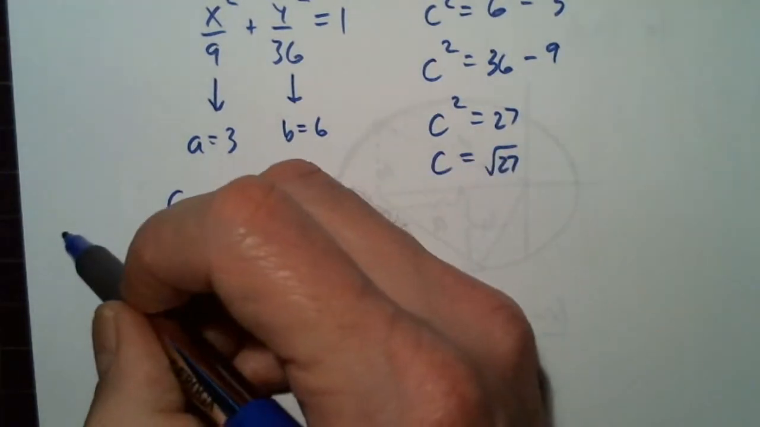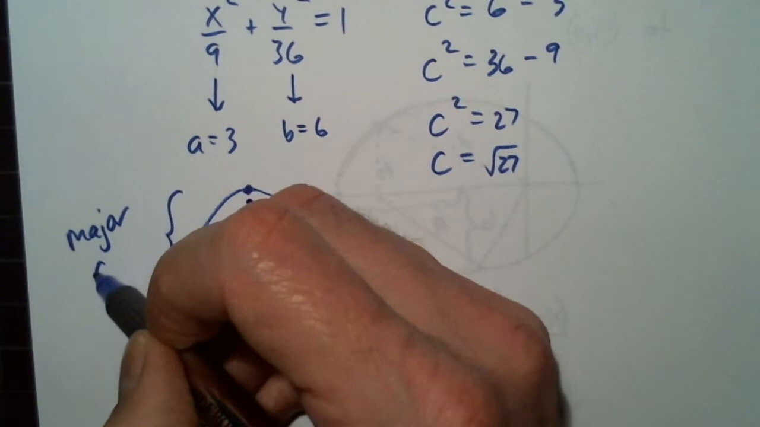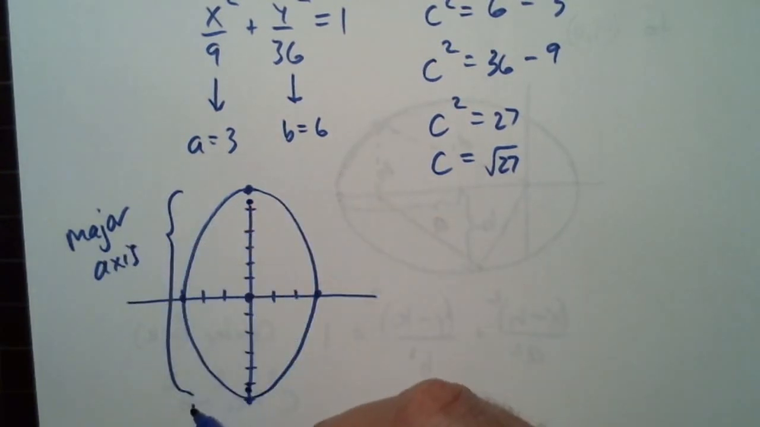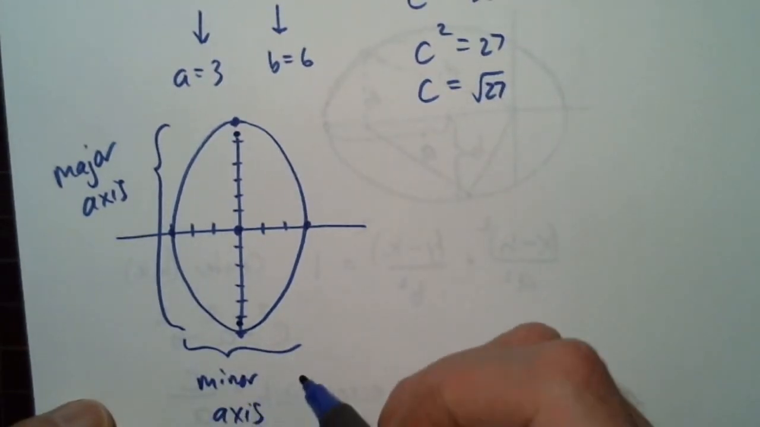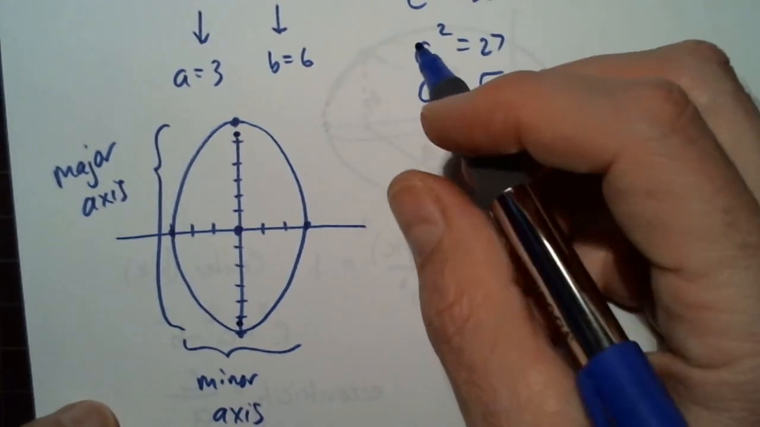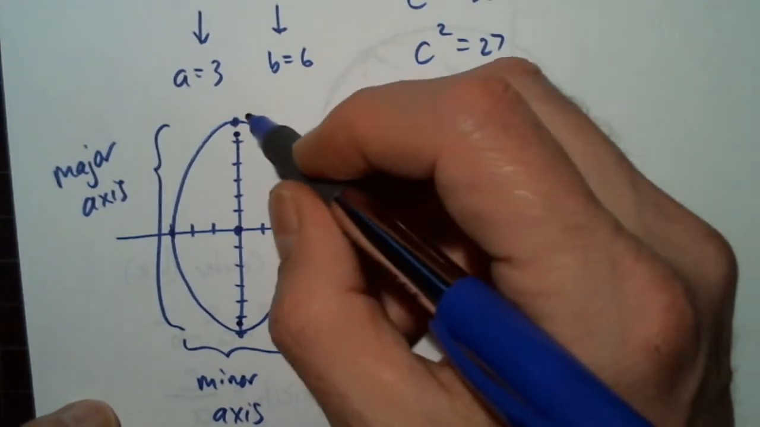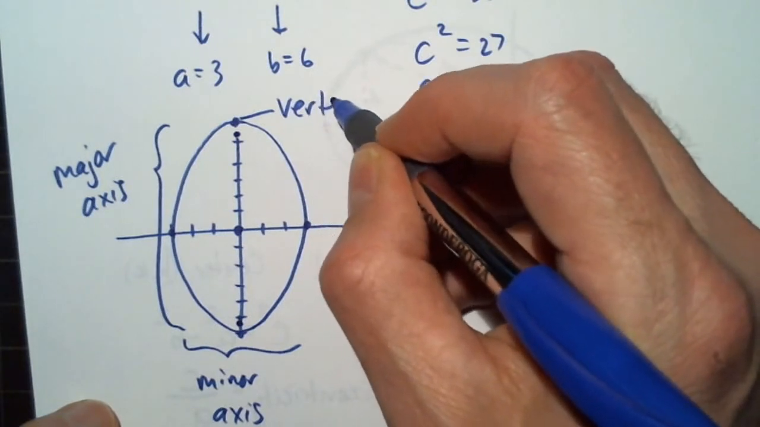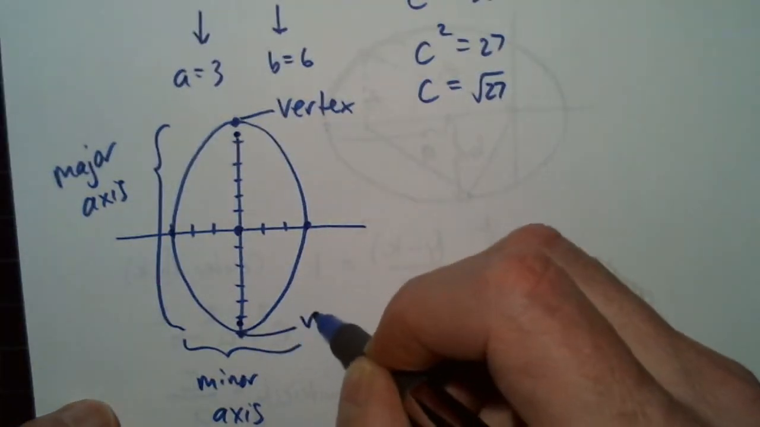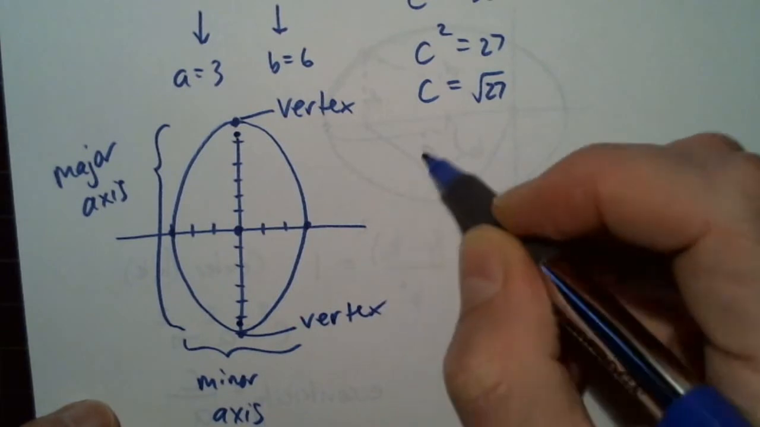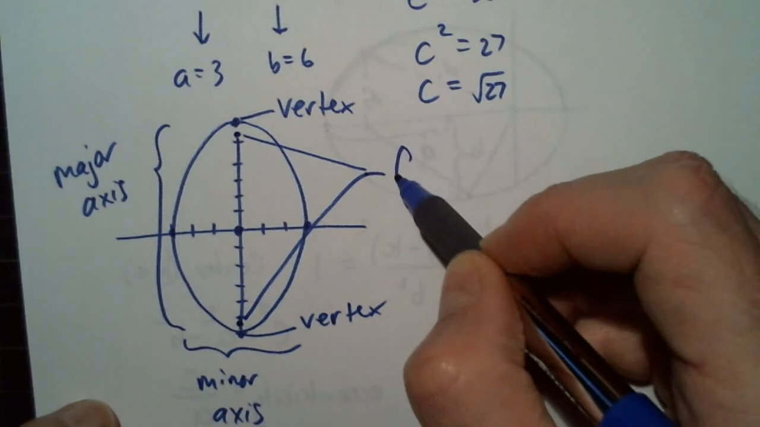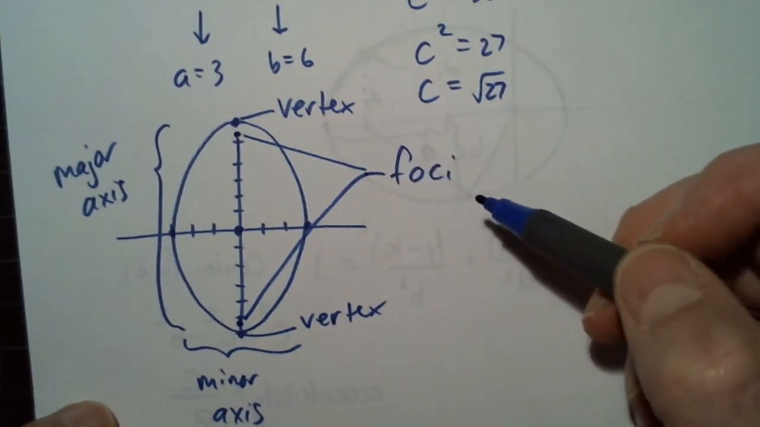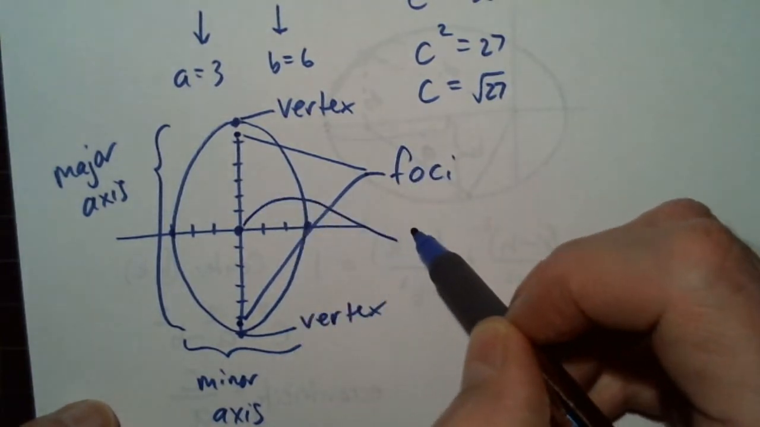This is the major axis, and this is the minor axis. This is a vertex, and that is a vertex. These are foci, and this is the center.